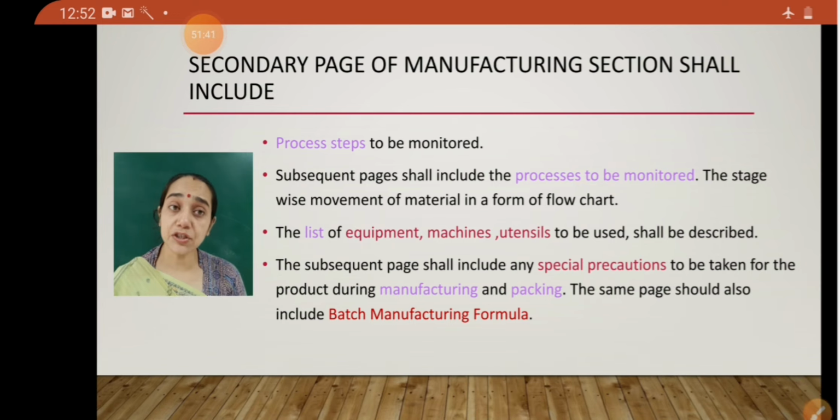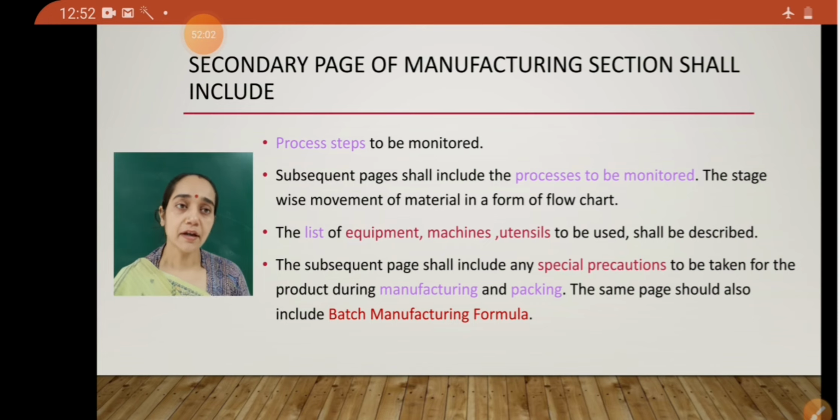Then the list of equipment, machines, utensils, whatever may have been utilized, will be justified here. The subsequent pages shall include any special precautions to be taken for the product during manufacturing and packaging. What are the special instructions that have been taken here?